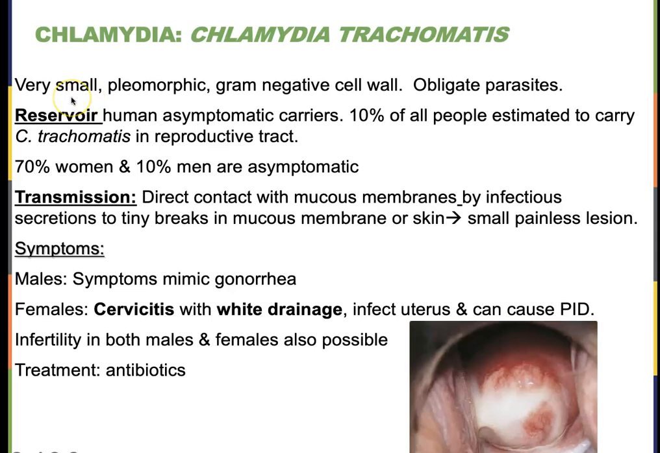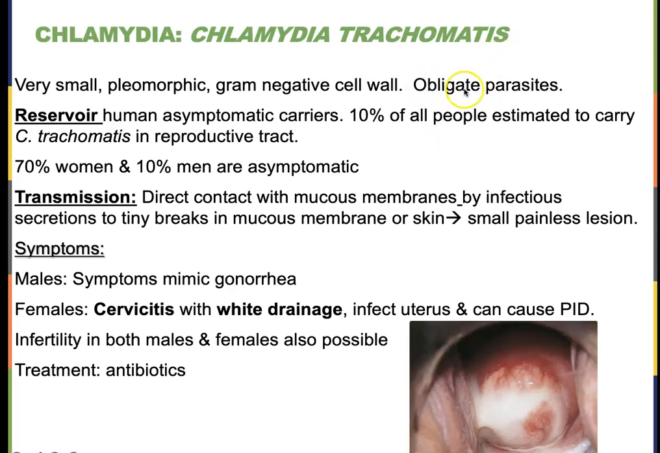So chlamydia is very small. It's a weird looking bacteria. It's pleomorphic, but it has a gram-negative cell wall. Pleomorphic means it just has different shapes. It is an obligate parasite, which is also very interesting. So it infects inside the cell.